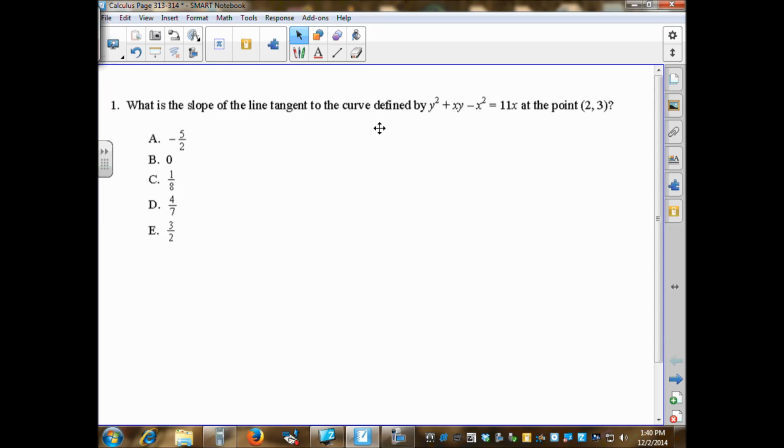All right, here we go. So let's see, they want the slope of a tangent line. That is code to do a derivative. I notice a product here, so we'll have to use product rule.